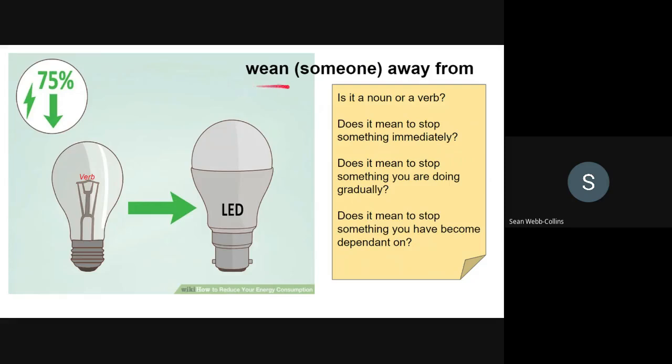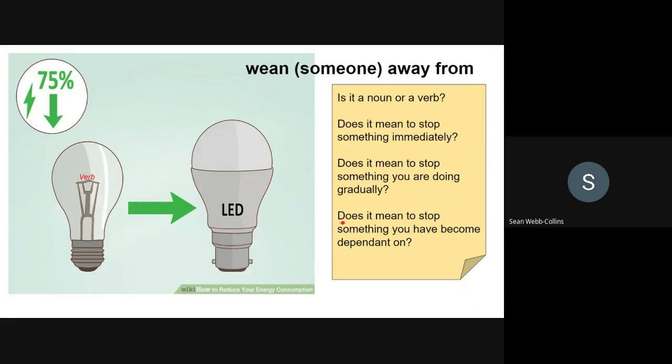But if you wean someone away from something, it does not mean immediately. It means gradually, which is our third question. Does it mean to stop something you're doing gradually? Yes. If you wean someone away from smoking, you are gradually weaning them off of smoking.